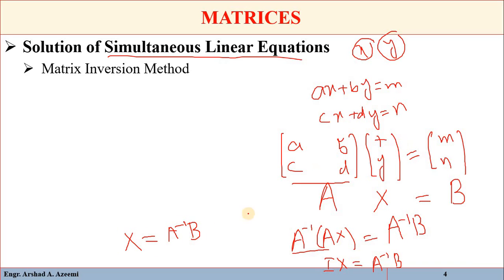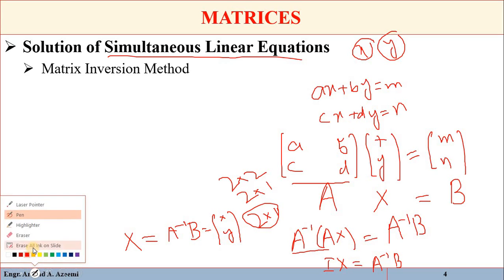So now what is X? From here we will get that A inverse is a 2 by 2 matrix and B is a 2 by 1 matrix, so we will get a 2 by 1 matrix. So we will get the values of X and Y. This is the matrix inversion method.